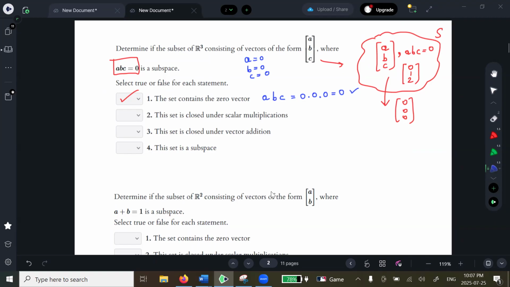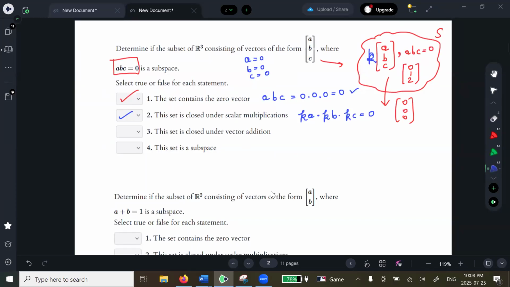Yes. If I have a vector A, B, C whose product is 0, then if I multiply it by any scalar, let's just pick a scalar K, to not confuse it with the third entry of the vector, that product will also be 0. So K times A, K times B, K times C will also be 0. So yes, it is closed under scalar multiplication.